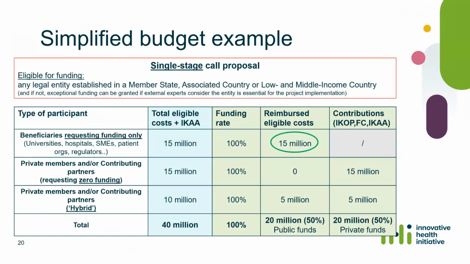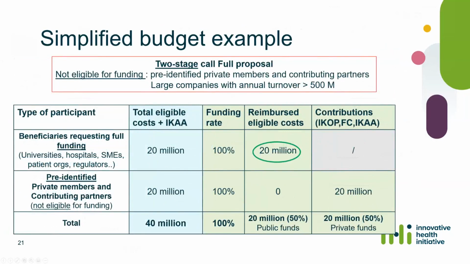And then we would have some hybrid participants that would be both contributing in terms of ICOP and also requesting funding. You see that in the end you have a balance between the public funds and the private funds. Here it's 50%, but the minimum contribution should be 45%, as you know. I'll come back to this later on.